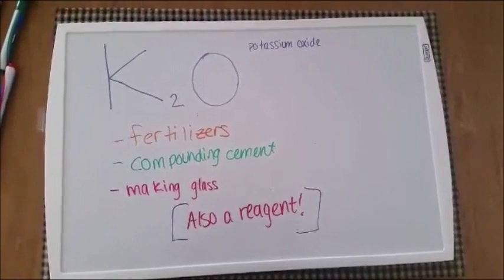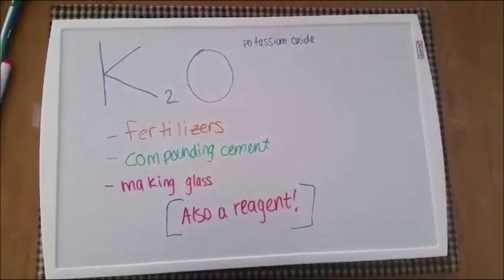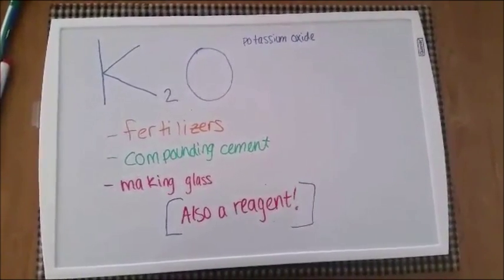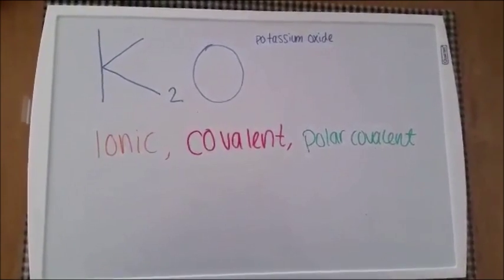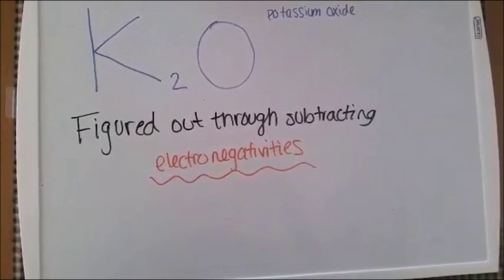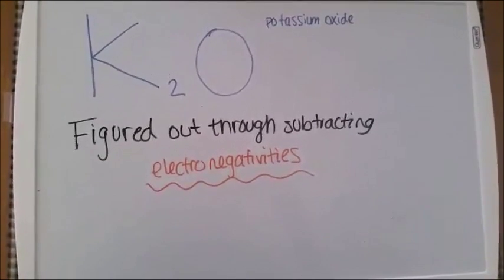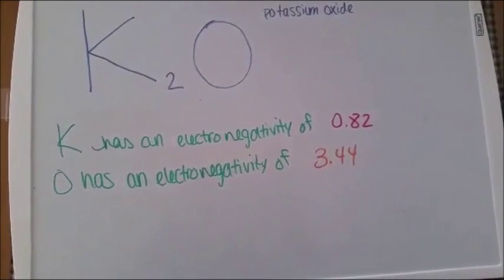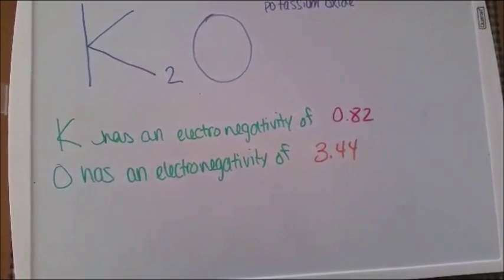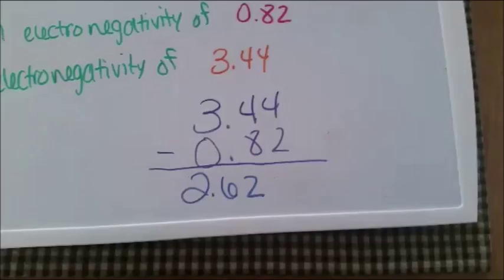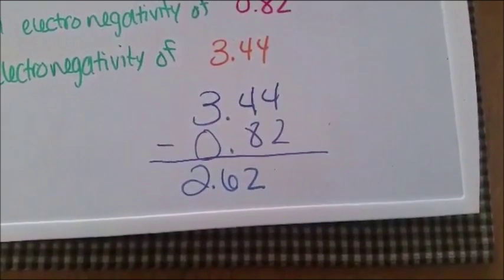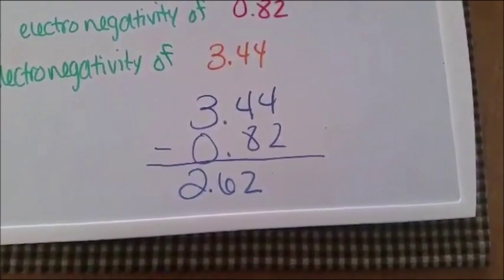So it's used in fertilizers, compounding cement, and making glass, and it's also a reagent. But we want to know if it's ionic, covalent, or polar covalent. And we can figure this out by subtracting electronegativities. So potassium has an electronegativity of 0.82 and oxygen has an electronegativity of 3.44. So we just subtract these two numbers and we get 2.62.